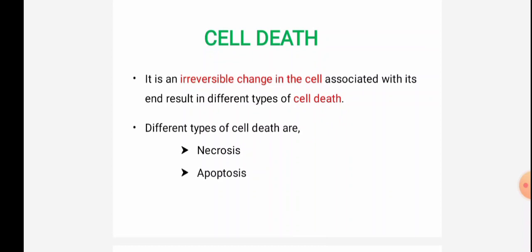Okay, as we discussed above, irreversible cell injury leads to cell death. Cell death has mainly two types. In irreversible cell injury, the changes in the cell result in different types of cell death. The different types of cell death are necrosis and apoptosis.